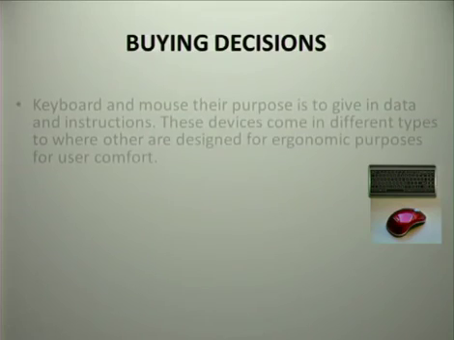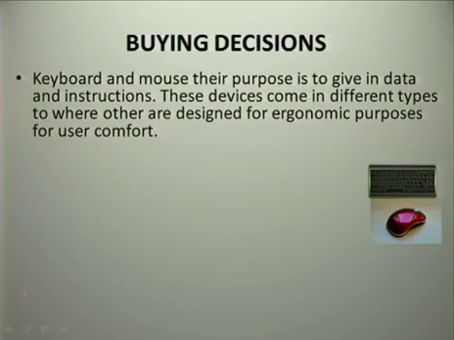Now let's look at some buying decisions regarding a keyboard and a mouse. You need to remember that your keyboard and the mouse allow you to give in data as well as instructions. These devices come in different types, and there are some of these devices that are designed for ergonomic purposes for user comfort. This allows you to choose from a lot of different types. But there are some common purposes that these devices serve.